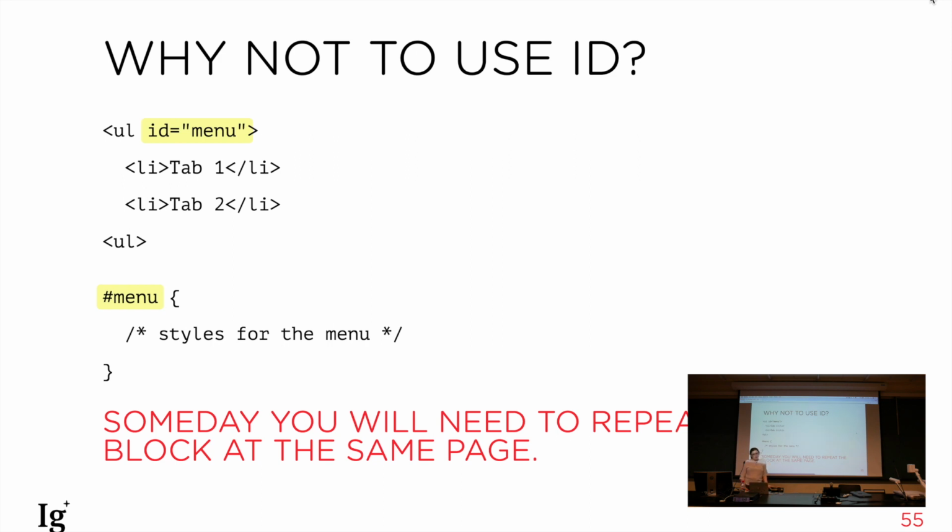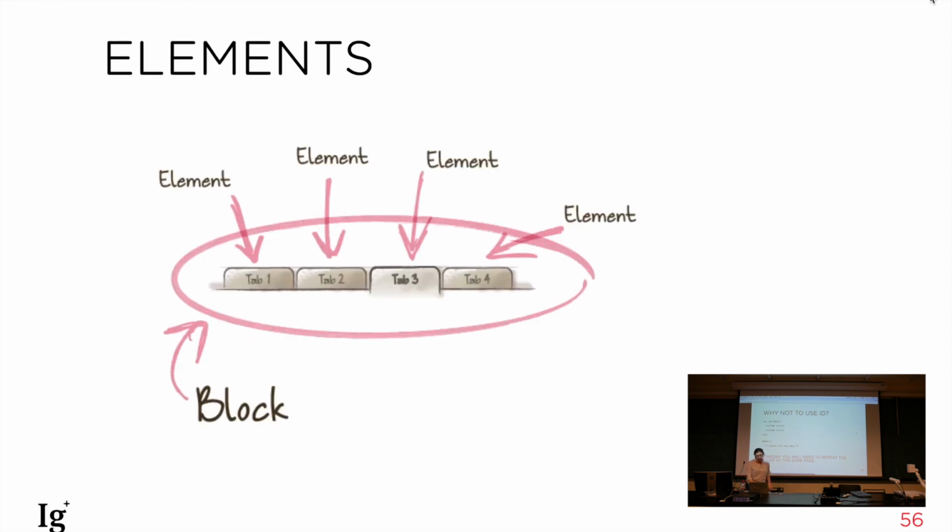BEM does not recommend using IDs to address HTML and CSS selectors, because it is believed that someday you will need to have a similar block on the same page, and an ID, as you know, can only be unique. It should be unique across the page. Even if it's some piece of interface which seems to be not repeatable, I can have only one menu on the page, still there can be situations where it repeats.